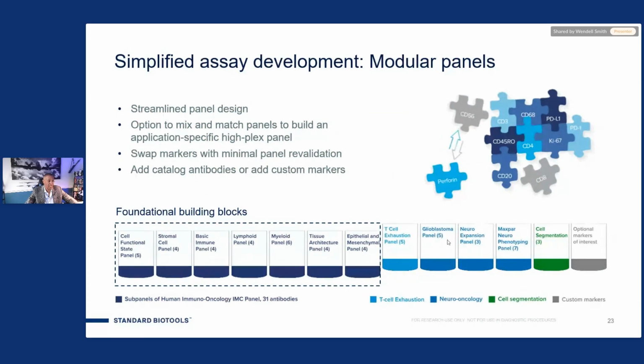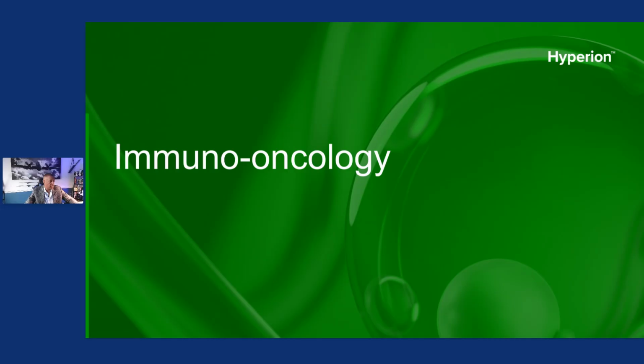T-cell exhaustion, glioblastoma, neurophenotyping or expansion, as well as a segmentation kit, and the additional antibodies from our catalog can all be used foundationally to grow your panel. So let's take a look at that in an area of immuno-oncology.